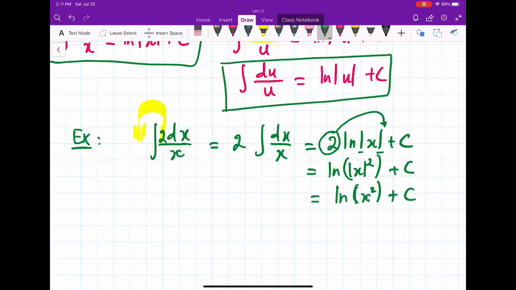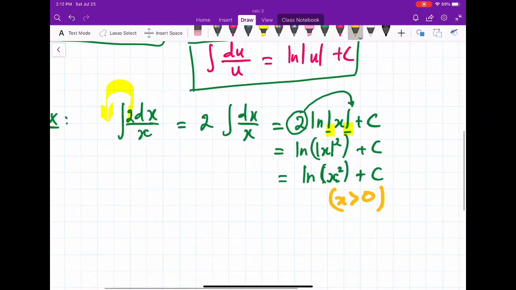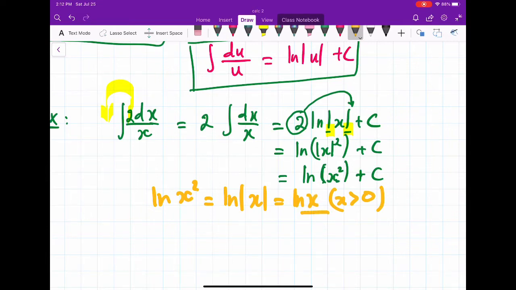But again, if you have x squared and you want to take 2 out, don't forget that we need to apply absolute. So that is the thing, we need to pay attention. Of course, when x is bigger than 0, that's okay. When x is bigger than 0, you always have ln of x squared equal to ln of absolute of x, and that is ln of x. But in general, you need to have absolute.